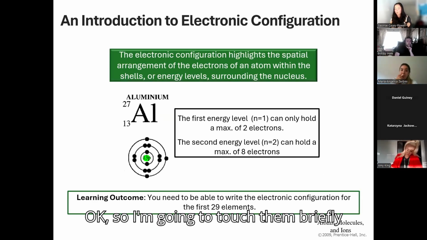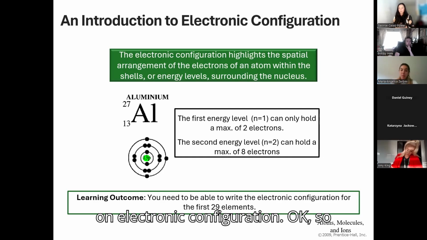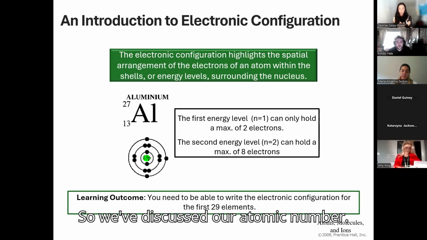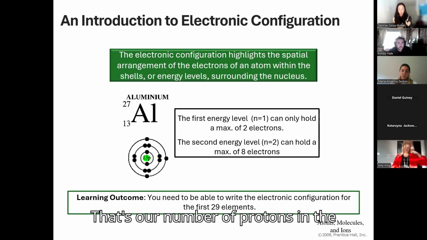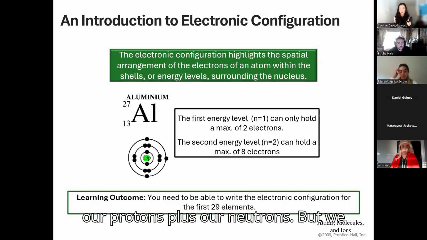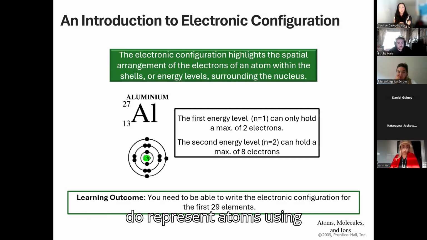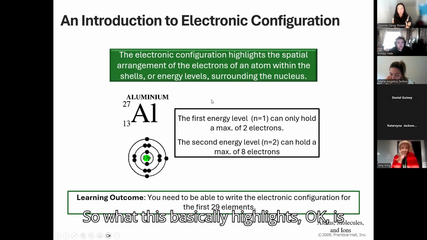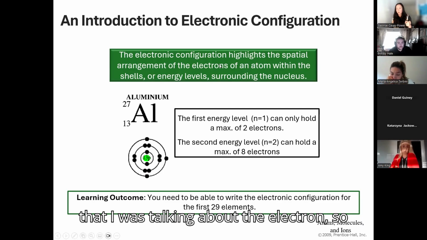So I'm going to touch briefly on electronic configuration. Now we're looking at our electrons. We've discussed our atomic number, that's our number of protons in the nucleus of an atom. Our mass number is our protons plus our neutrons. But we do represent atoms using our electronic configuration. So what this highlights is that I was talking about the electrons, so I'm going to go back very briefly here.